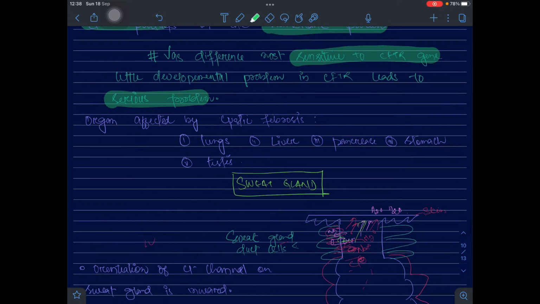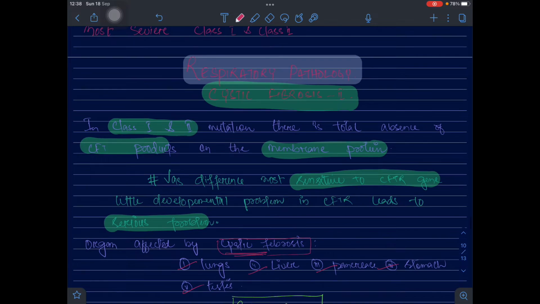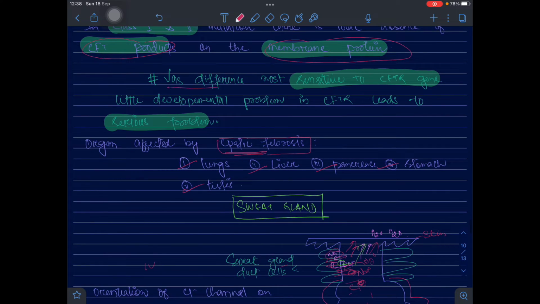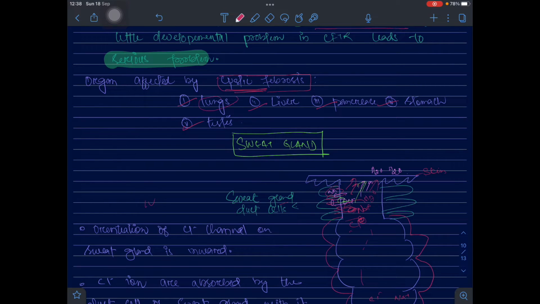So what are the organs affected? What are the main organs affected by cystic fibrosis? The main organs affected are the lung, liver, pancreas, stomach, and the testis. These are the main organs involved in cystic fibrosis. So here we know class 1 and class 2 are the most severe types. Why? Because the CFTR product is totally absent in the membrane protein, and the vas deferens is most sensitive to the CFTR gene. And these are the organs involved: lung, liver, pancreas, stomach, and the testis.